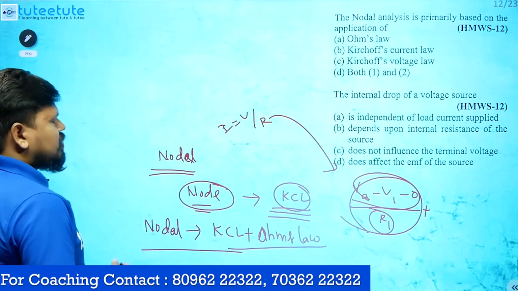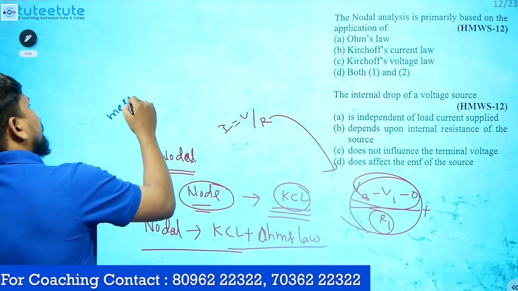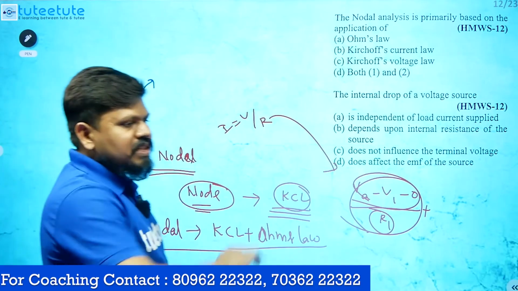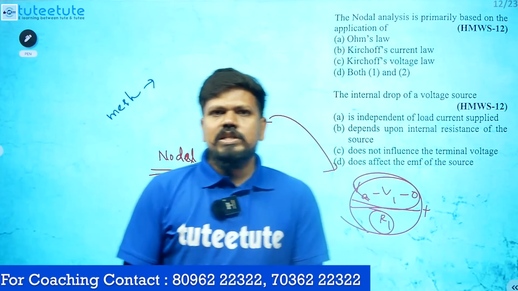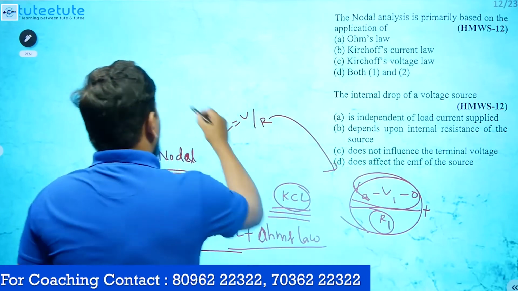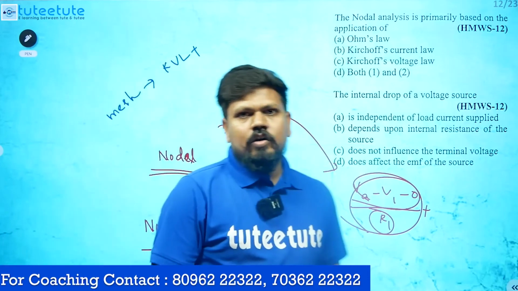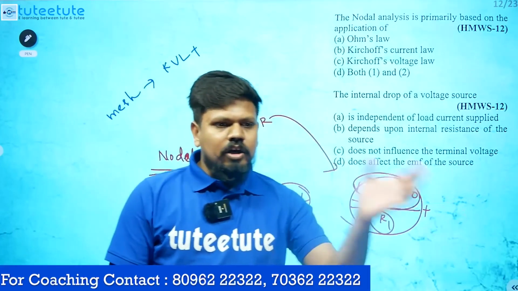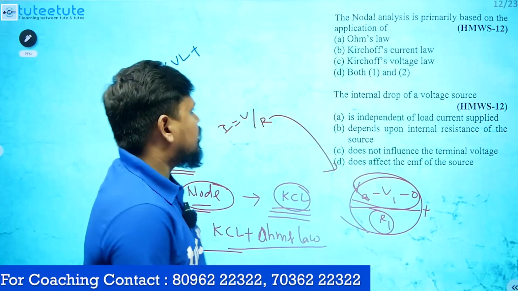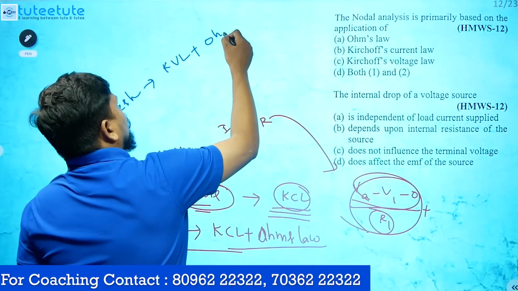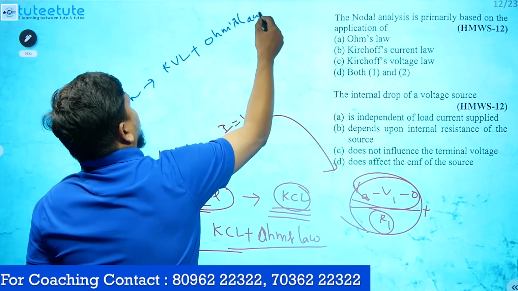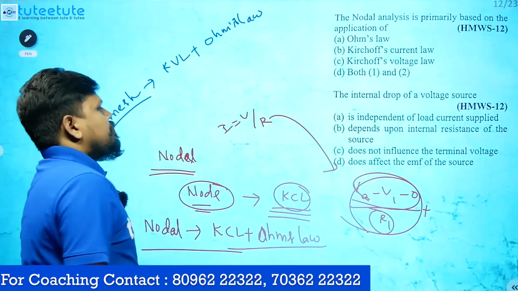Similarly, mesh analysis. Mesh analysis means we write down the mesh equations. A mesh equation is nothing but a KVL equation, but we will not write it directly. Just think once, current into resistance you used to write down. That means KVL plus Ohm's law. This is the mesh analysis.